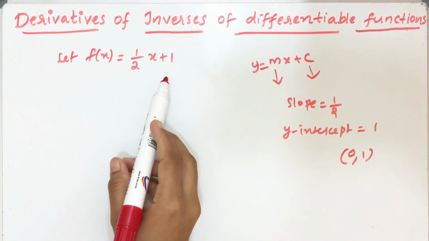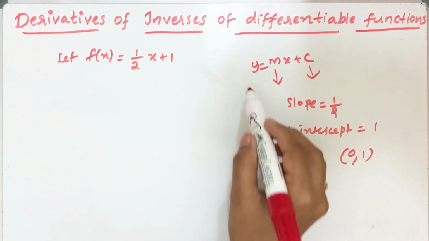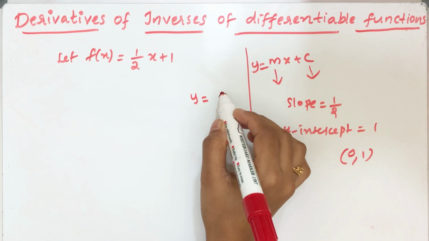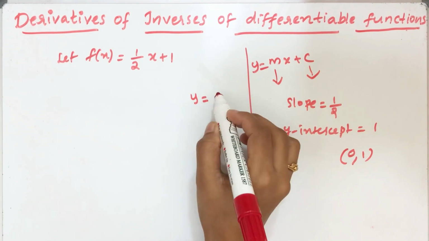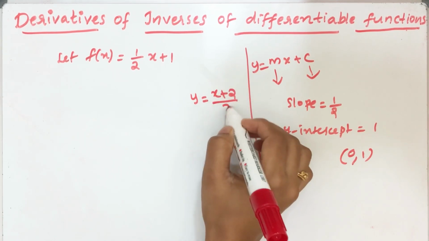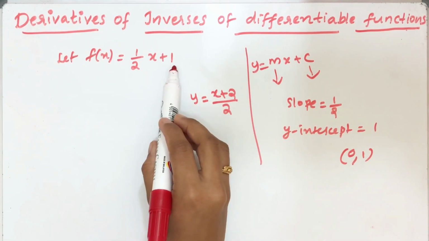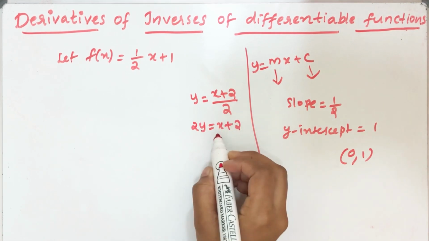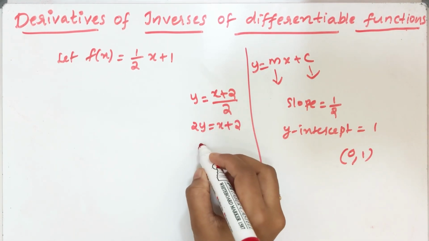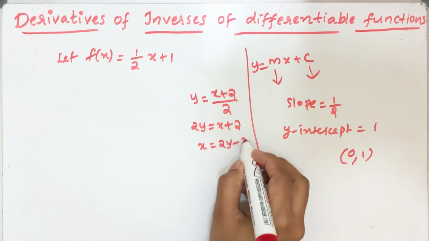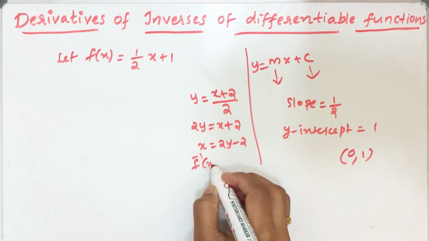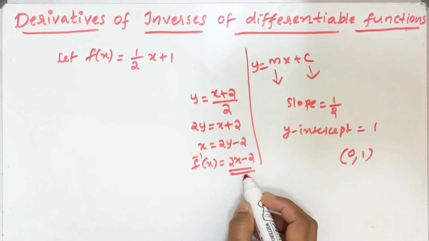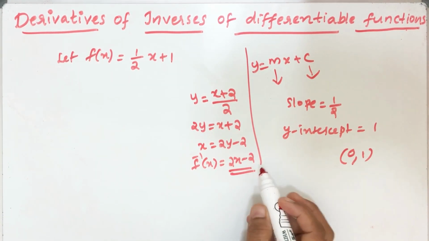Then what is f inverse of x? We can write y equal to 1/2 x plus 1, that is x/2 plus 2/2, that is (x plus 2)/2, making the denominator 2 common. This is 2y equal to x plus 2. We can solve for x in terms of y. Then x is equal to 2y minus 2. Or we can say f inverse of x is, interchanging x and y, 2x minus 2. So f inverse of x is 2x minus 2.